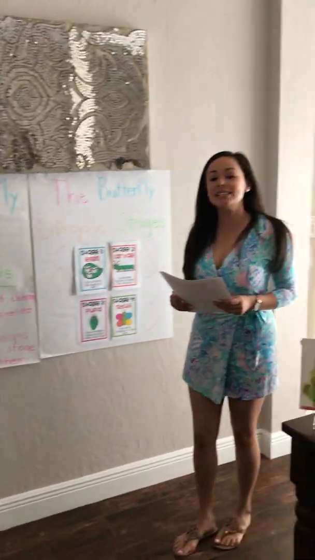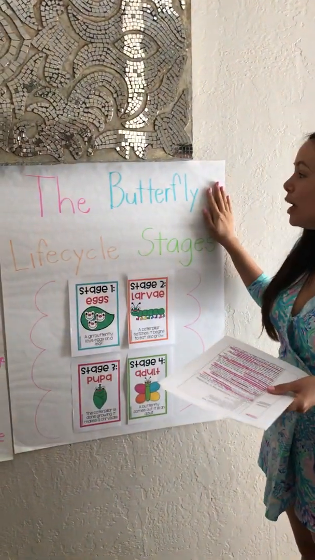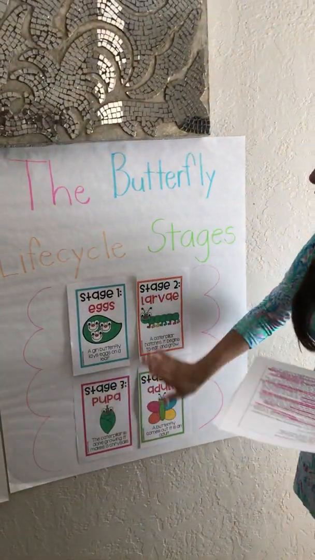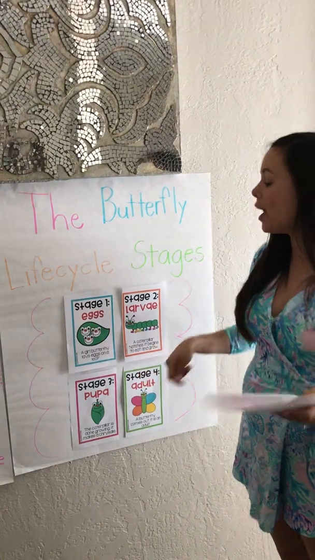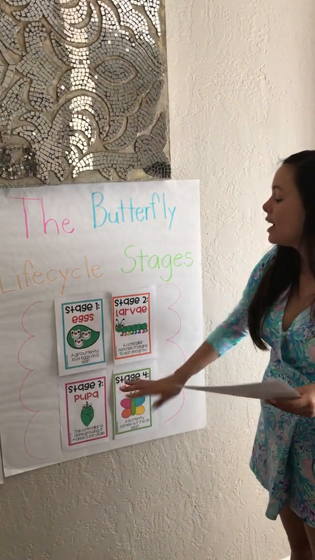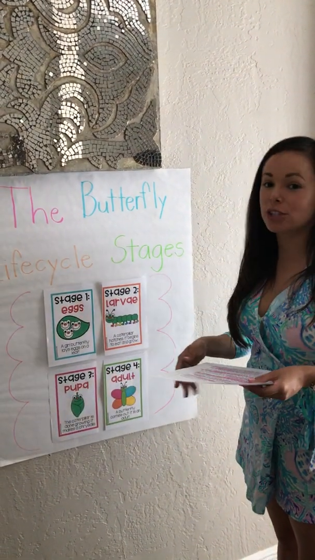So after we listen to that song together, I would introduce our next anchor chart, which is the butterfly life cycle stages. I wouldn't have these pre-cut and glued. What I would do is read each of these little pieces of paper out to the students, and then together we would glue them in the correct order.